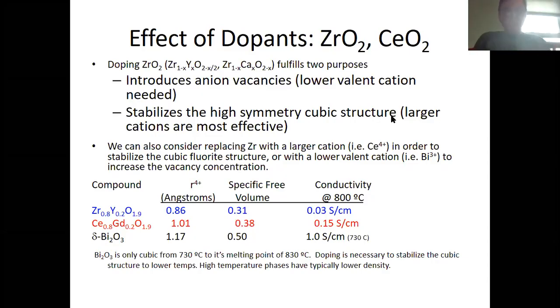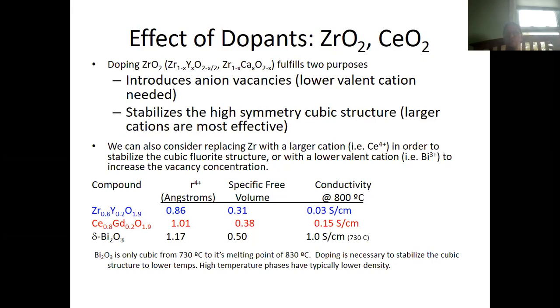All right, let's move on with our oxide ion conductors. We have seen in the last class that zirconia is a good oxide ion conductor because it has the fluorite structure, but it has the fluorite structure only at very high temperature. Therefore, it is often doped, or has to be doped, with lower valent cations in order to stabilize the structure.